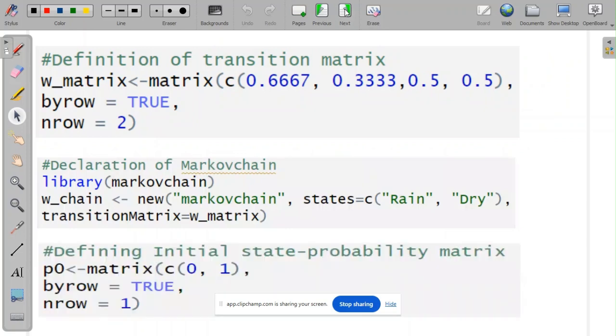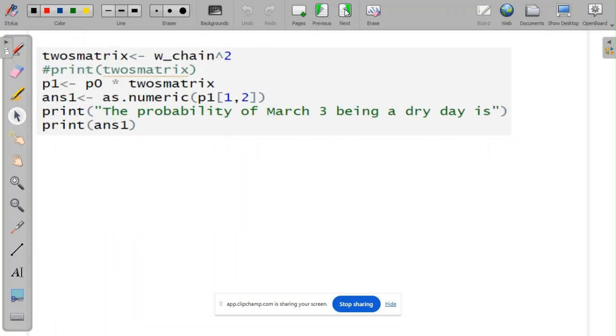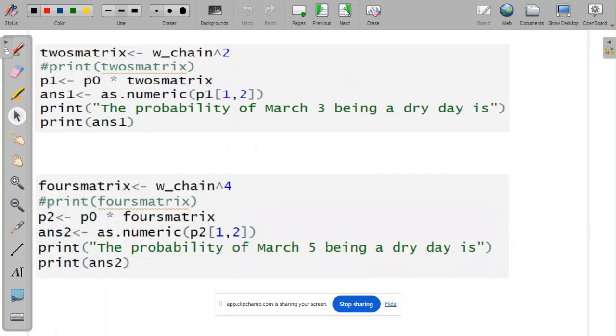And I define the initial probability matrix as 0, 1 because we know that March 1 was a dry day. So P naught is a 1 by 2 matrix with entries 0 and 1. Then we calculate the square of the matrix because we want the weather on the 3rd of March, which is 2 days away from March 1. And the fourth power of the matrix because we want the weather on March 5, which is 4 days away from March 1. Having calculated these two powers, we multiply these by the initial probability matrix to get the answer for the probability of March 3 being a dry day and March 5 being a dry day.